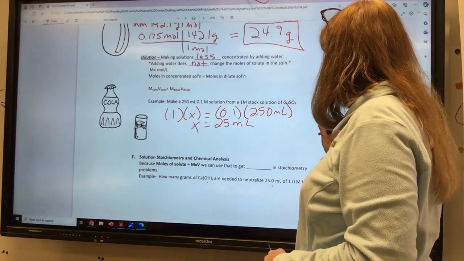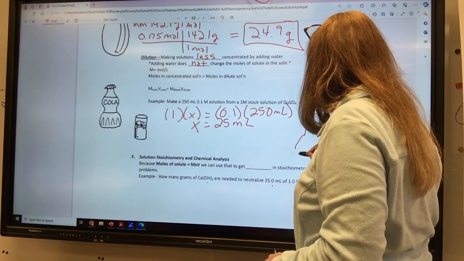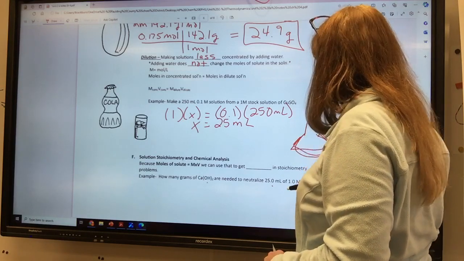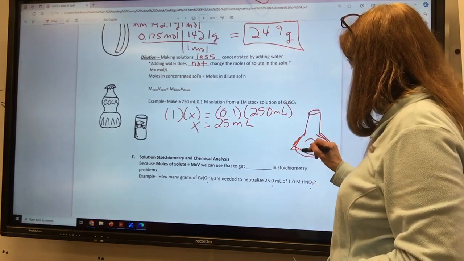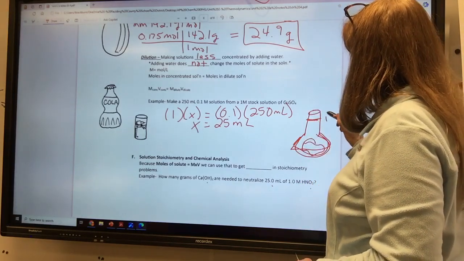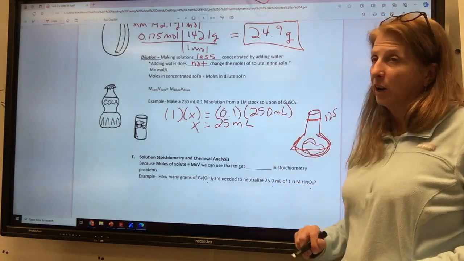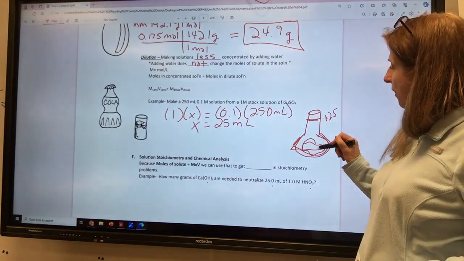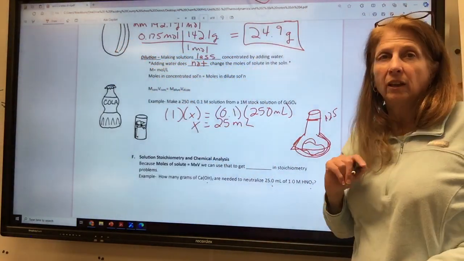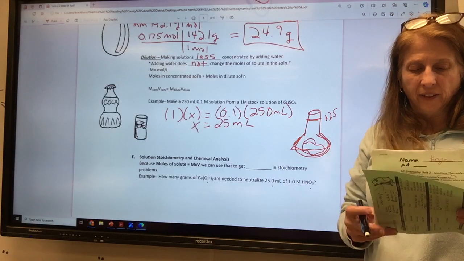So what I would do in my volumetric flask, here's my little flask. There's my flask. It's sort of a terrible looking flask. But anyway, there's my flask. I'm going to pour that in, and then I add water up to the line to 250. And I will have this new dilute in the right amount. I pour in 25 mils, then I fill it up with water to the line until I've got 250. So that's easy math, isn't it?